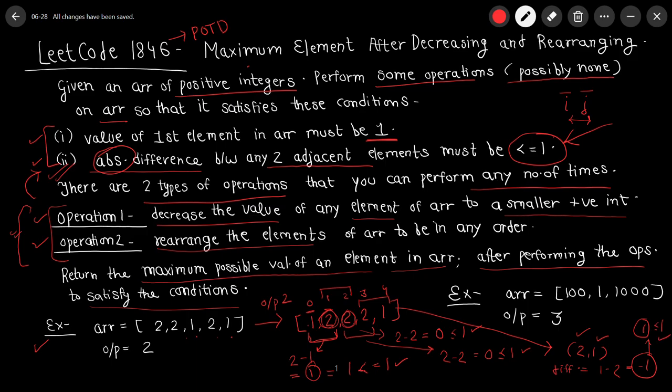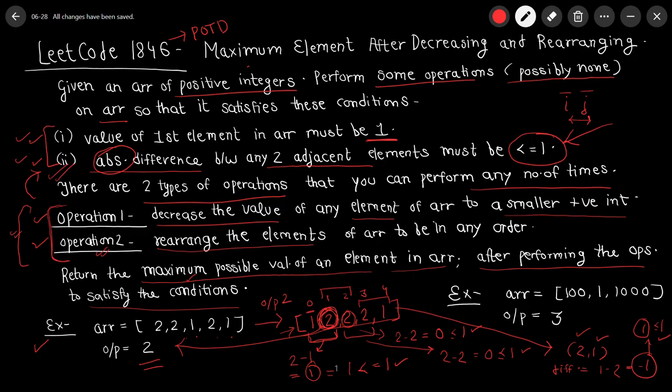So you will notice that we made the array in such a way that both conditions are satisfied using these two operations. In this example we just performed operation 2, as we just rearranged the array. Then what we needed to return was the maximum possible value. And you can see in this array, the maximum possible value is nothing but 2. So we returned 2 as the output. So this is how we did that.